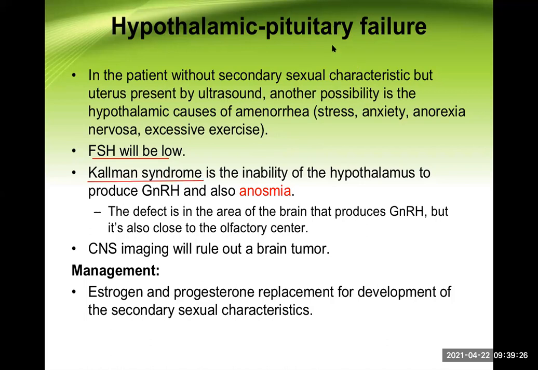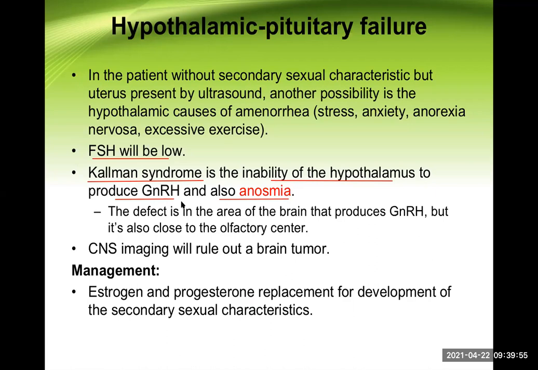Now this Kallmann syndrome is the inability of the hypothalamus to produce GnRH, and also there is anosmia. Anosmia, the person is unable to smell. Lack of smell is called anosmia. So hypothalamic dysfunction along with anosmia is called Kallmann syndrome. Now, without GnRH, the secondary sexual characteristics will not develop.